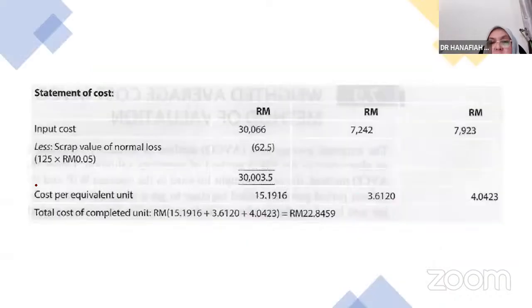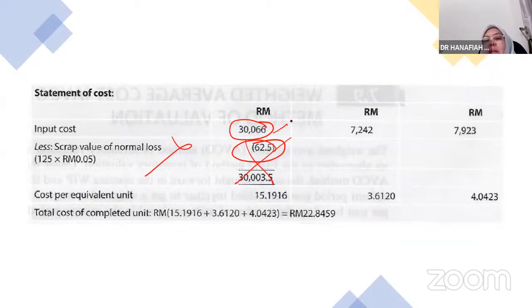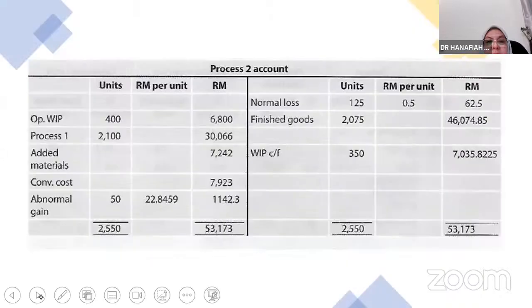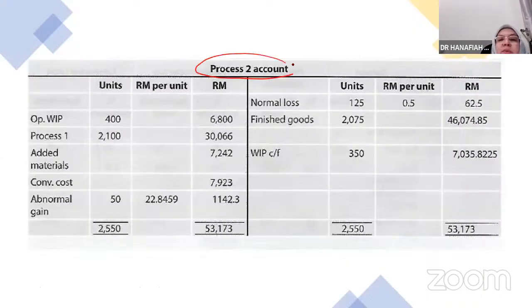This is the cost. This is the scrap value if you have the scrap value. If you don't have the scrap value, then you don't have to do this. Straight away use this one, and this and this. This is the statement of evaluation. Again, it is the same thing. You just copy the things that come from the previous statement, and also the process account.